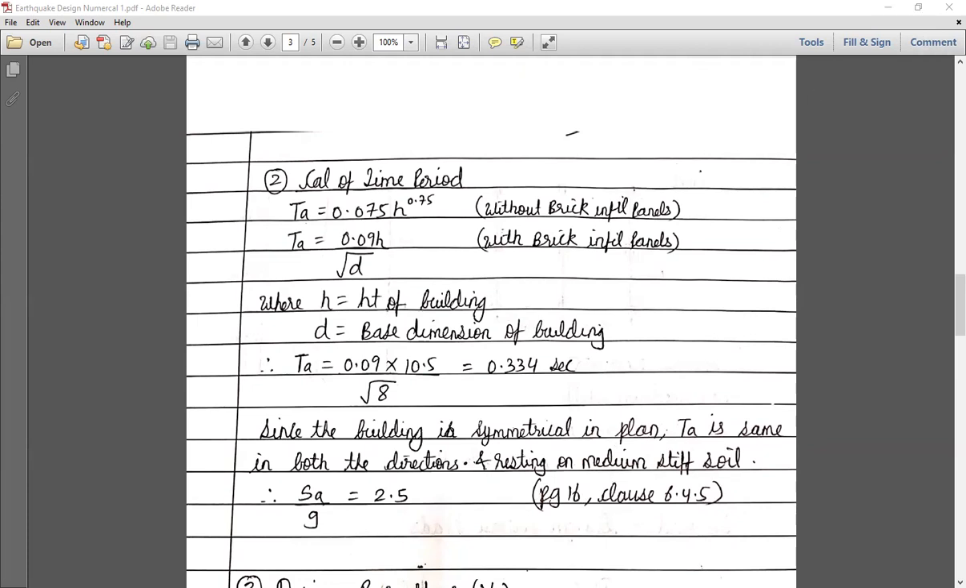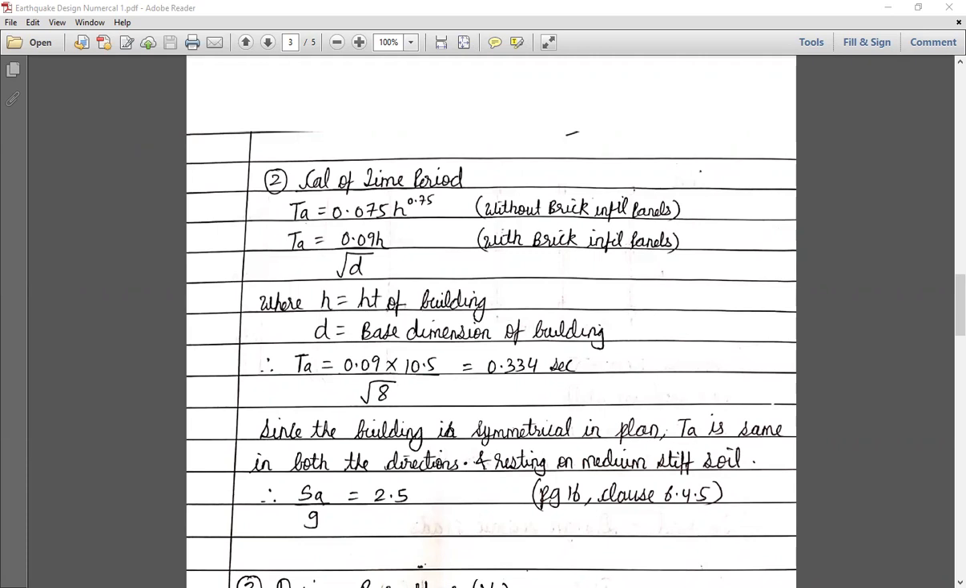Okay, so page number 16, I will just read out the clause. On page number 16, for different types of soils, the ratio of SA by G is given. For rocky or hard soil, for medium soil, and for soft soil. So in our case, it is given that it is a medium stiff soil. So the SA by G value is 2.5.